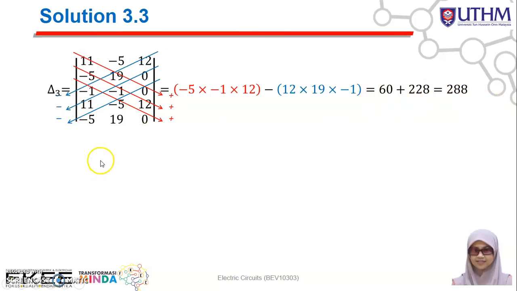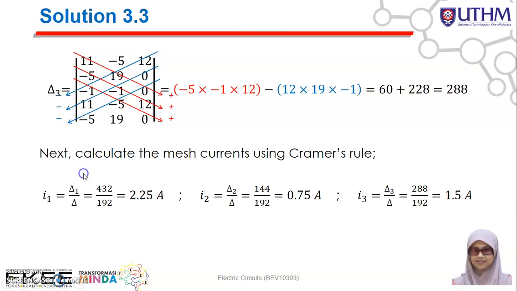Okay, so once you get the value of delta 1, delta 2, delta 3, and then you can just find the value of I1, I2, and I3. So I1 will be equal to delta 1 divided by delta. So delta 1 is 432 divided by 192 is equal to 2.25 ampere. Okay, so for I2 is delta 2 divided by delta, which is 144 divided by 192 equal to 0.75 ampere. And then finally the I3 is equal to delta 3 divided by delta, 288 divided by 192 is equal to 1.5 ampere.